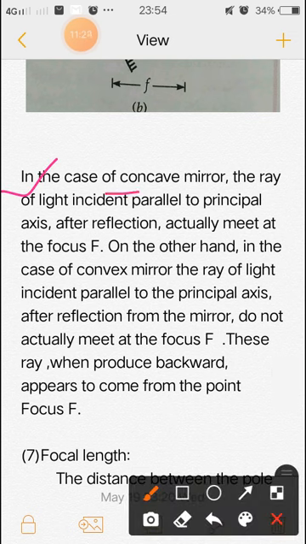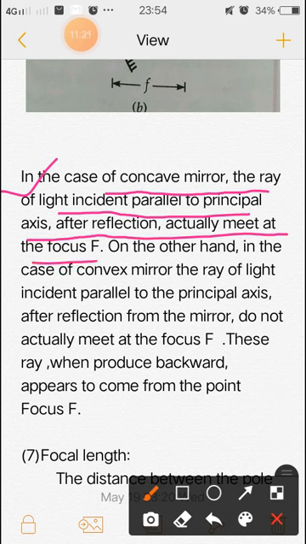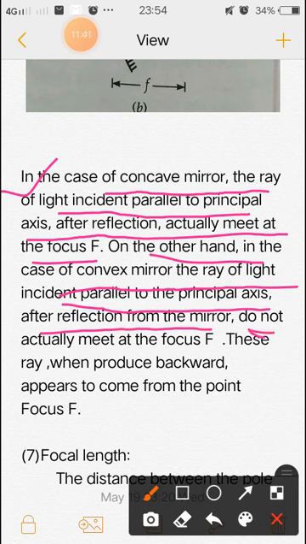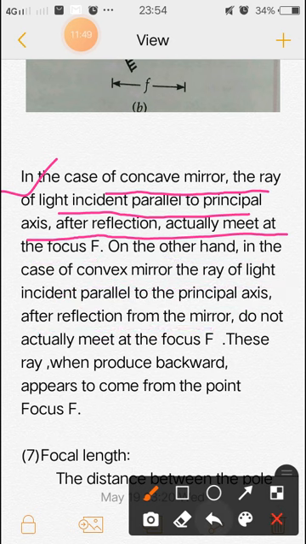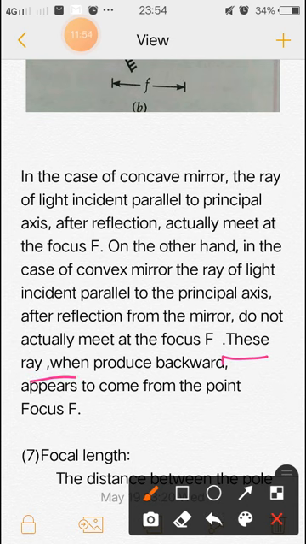In the case of concave mirror, the ray of light incident parallel to the principal axis after reflection actually meet the focus F. On the other hand, in the case of convex mirror, the ray of light incident parallel to the principal axis after reflection do not actually meet the focus. When this ray, when produced backward, appears to come from the point of the focus.